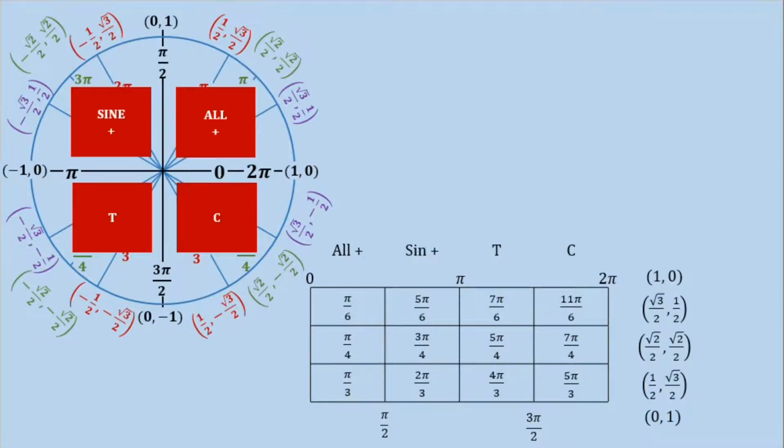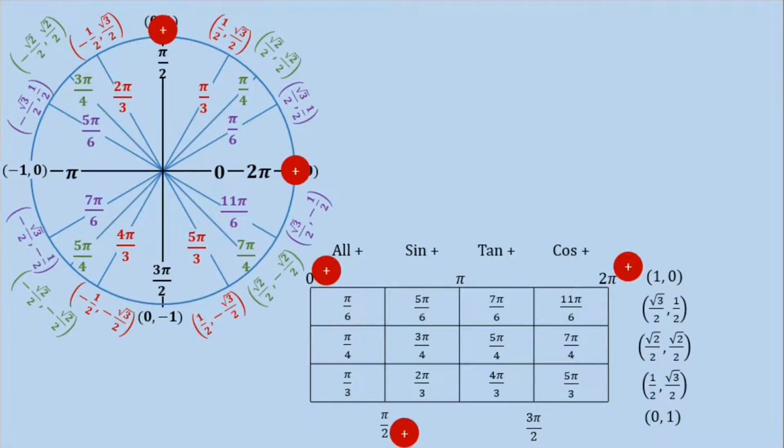For the second quadrant, or column for us, only the sine is positive. For the third, only tangent is positive. And for the fourth, only cosine is positive. We also need to know the sign of our axes. And because 0, pi over 2, and 2 pi are all up or to the right, they're all going to be positive. Just like pi and 3 pi over 2 are going to be negative because they're down and to the left.